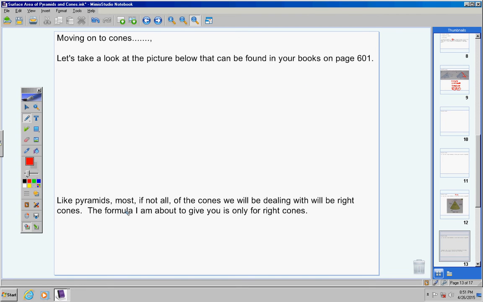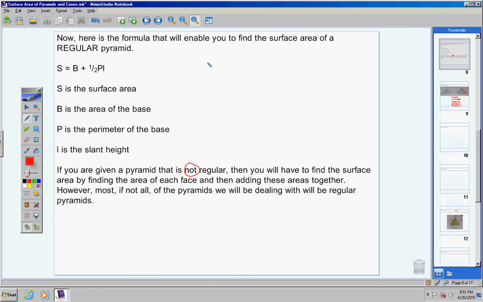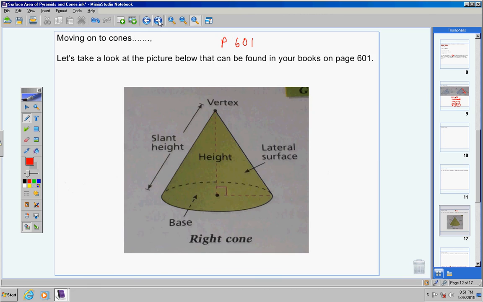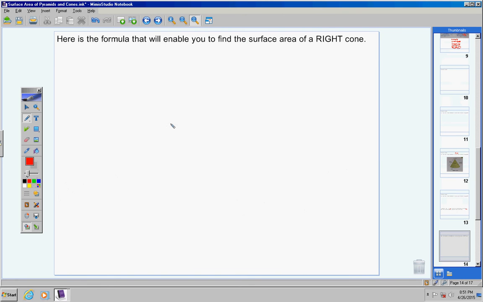Like pyramids, most, if not all of the cones that we'll be dealing with will be right cones, okay? And the formula I'm about to give you is only for right cones, just like the formula I gave you way back here was only for a regular pyramid. Alright, so here's the formula for finding the surface area of a right cone. Here it is. Copy that down, please.